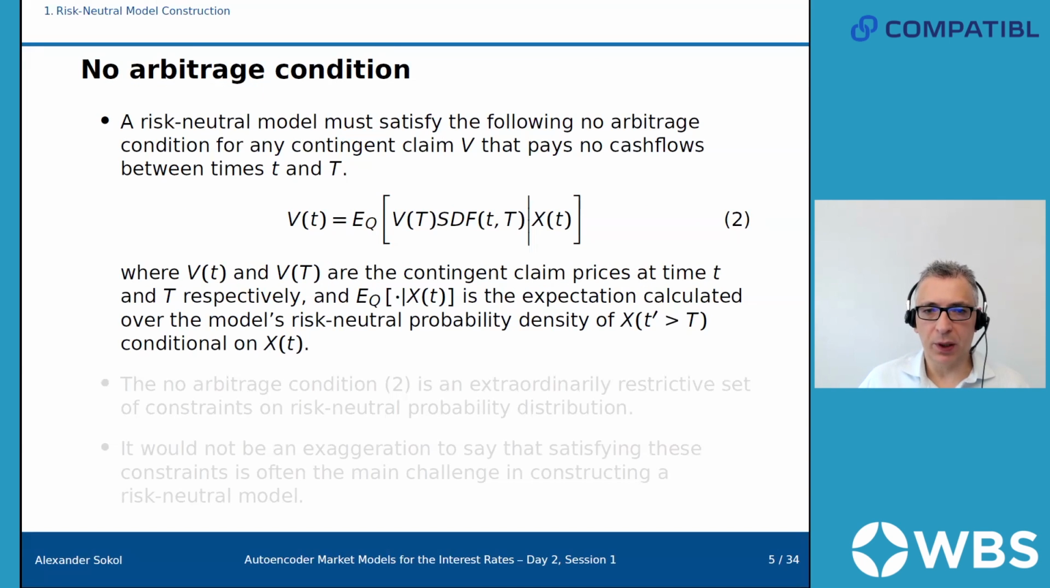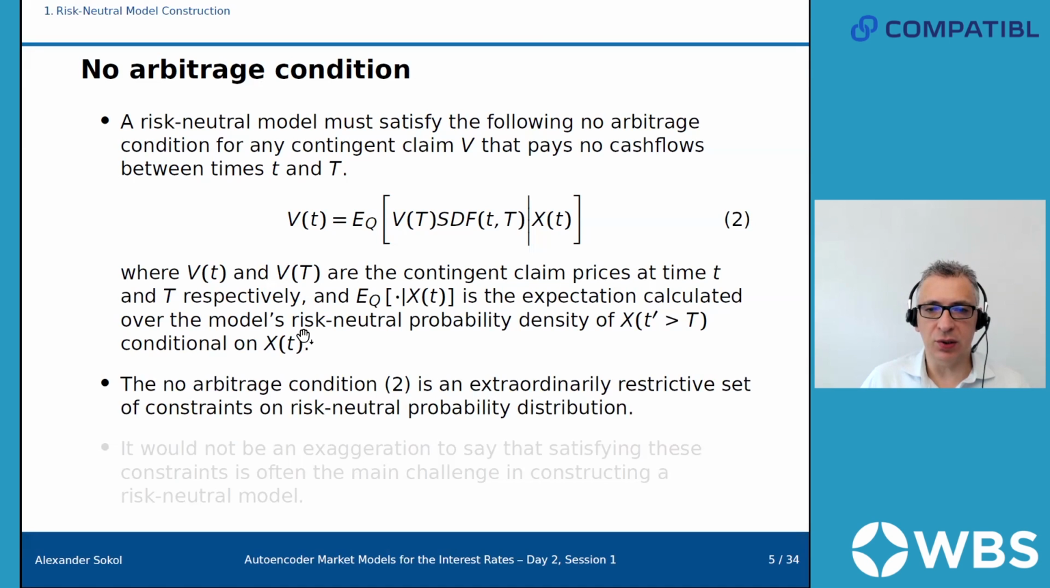So a risk-neutral model must satisfy an arbitrage condition, actually a large number, a series, a universe of no arbitrage conditions, such that for any contingent claim that pays no cash flows between times t small and T capital, the current value of that claim at t small, this earlier time, is the expectation, in all possible future states of the world that the model predicts, of the future value of this contingent claim or asset times the stochastic discount factor. You take the expectation over risk-neutral probability in the model, conditional on today's state variable of the model X.